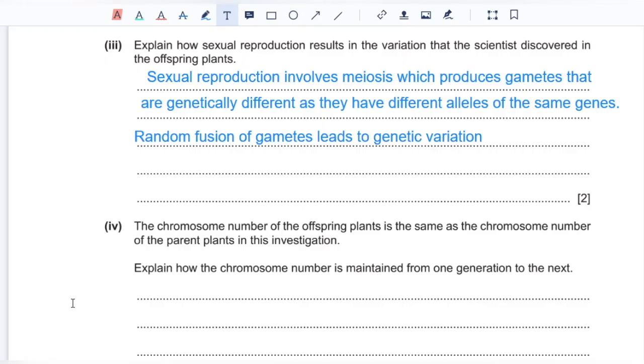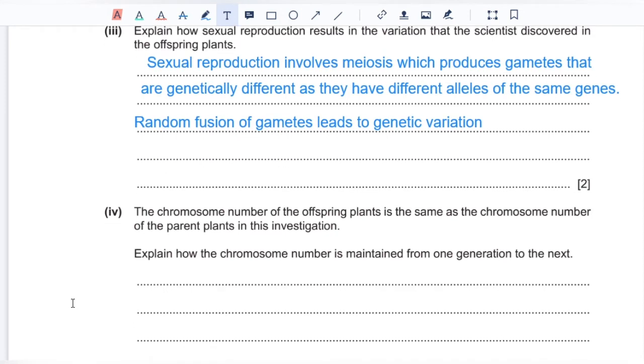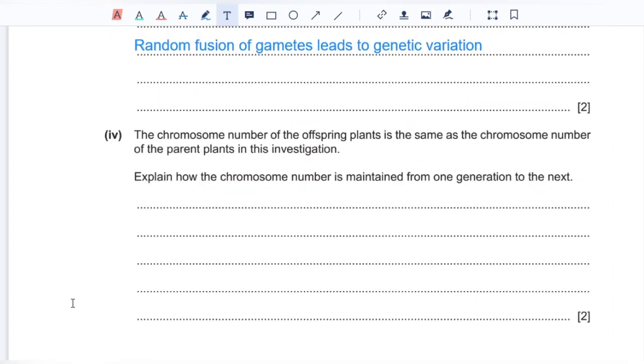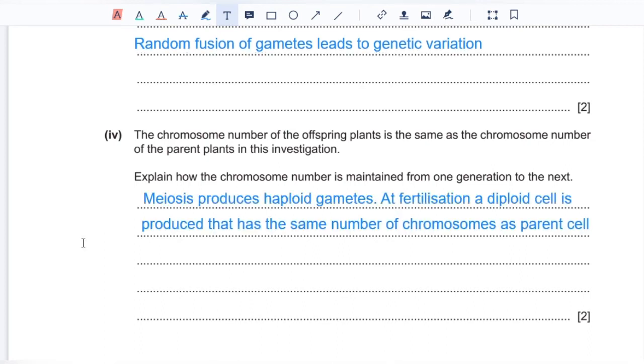4. The chromosome number of the offspring plants is the same as the chromosome number of the parent plants in this investigation. Explain how the chromosome number is maintained from one generation to the next. So gametes are produced by meiosis, which will produce haploid cells. So they have half the number of chromosomes, and when these gametes fuse together at fertilization, a diploid cell will be produced. So it will again have the complete set of chromosomes.